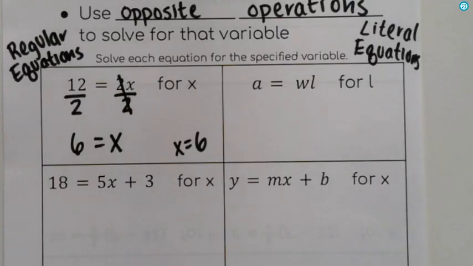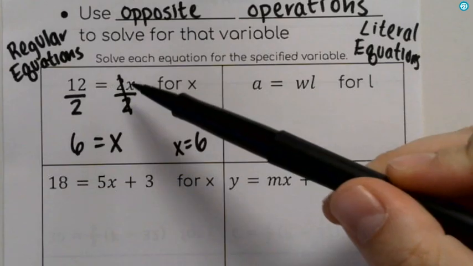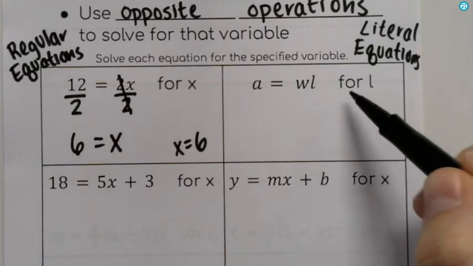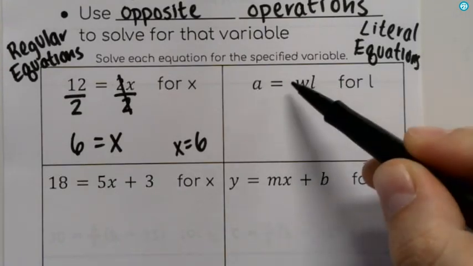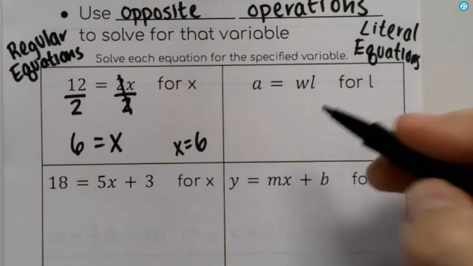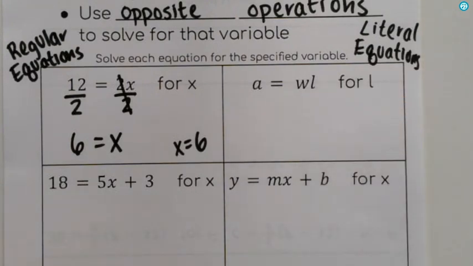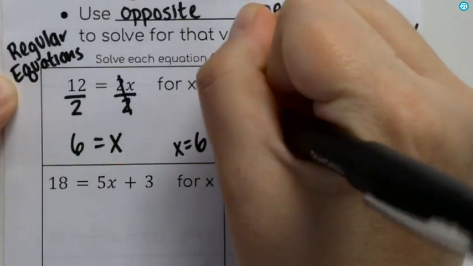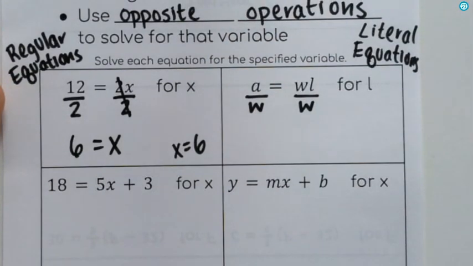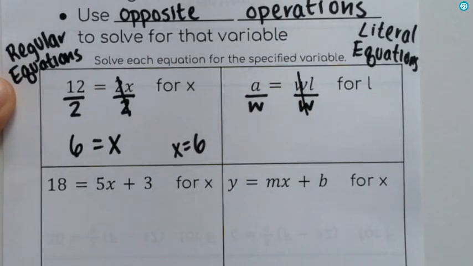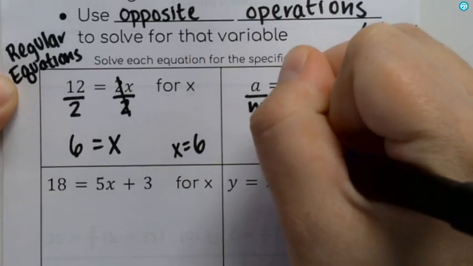Okay, so if that is how we solved for x here, how we're going to solve for L over here, because it tells me I'm solving for L, is the exact same thing. Just like we got rid of 2 by dividing, we can get rid of this W by dividing. So we're going to divide both sides by W here. We're trying to get L by itself. These W's will cancel out. So now all I have on the right side is the L.